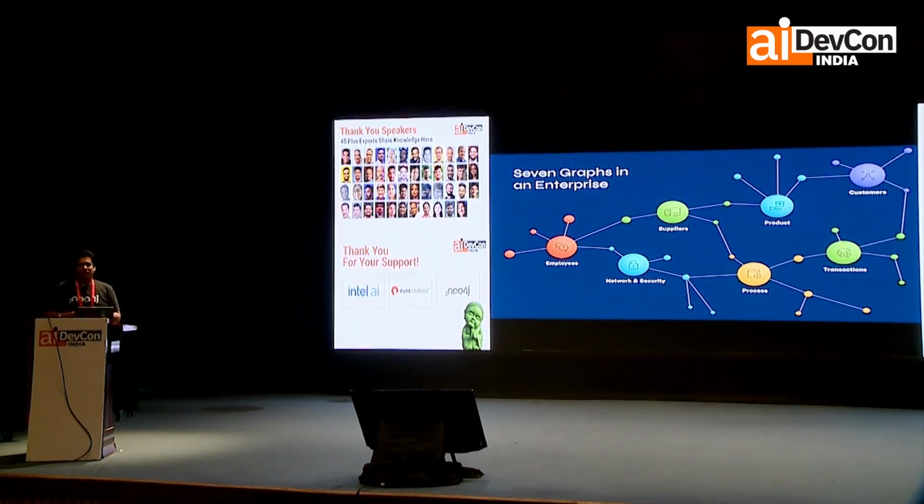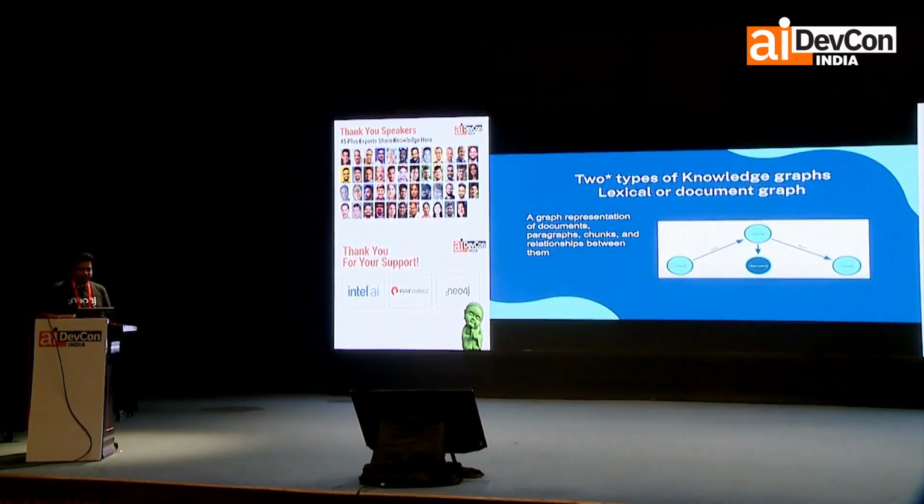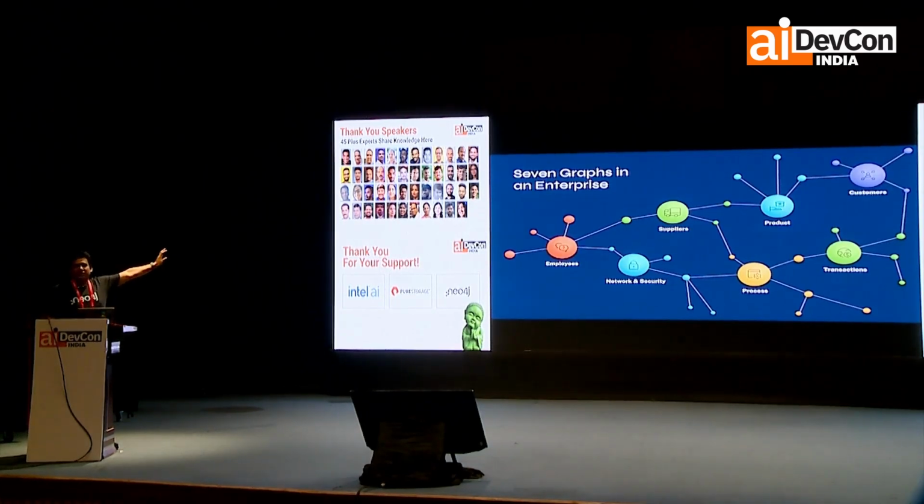You see that a customer is interacting with a product, and a customer is interacting with an employee also, for a service, for feedback or anything. There's network security also, there are processes also, there are transactions happening. So all of this is interconnected with each other, and that's what we call the 7 graphs in an enterprise. Of course, there could be more than 7 graphs in an enterprise. But coming back to our topic, this is what a knowledge graph looks like as well.